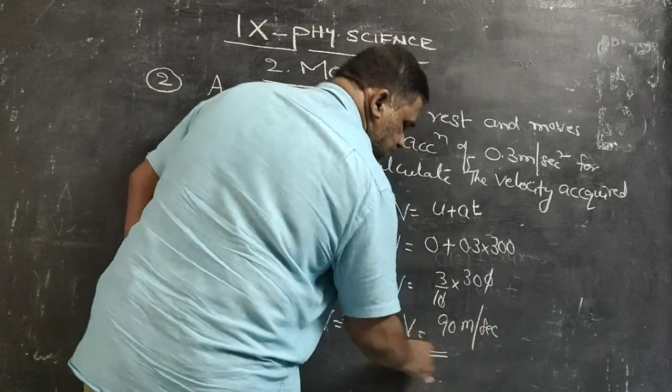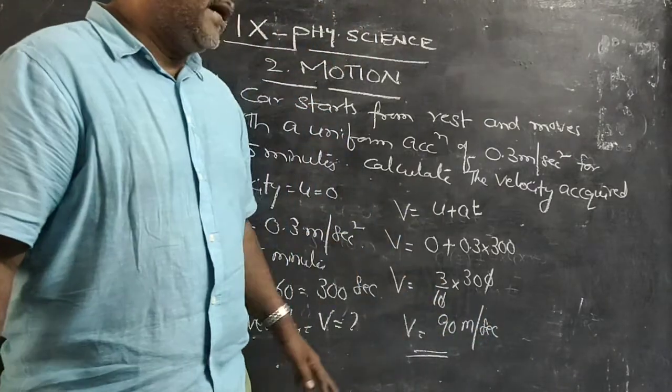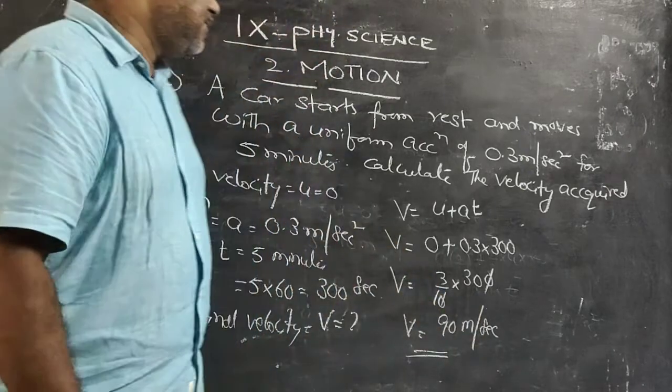This is the final velocity. For velocity, units are meters per second. For acceleration, units are meters per second square. So it is 90 meters per second.